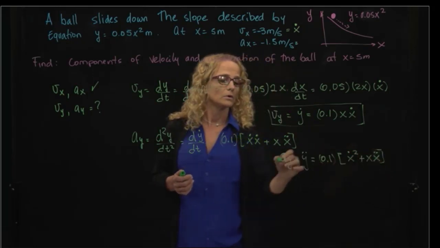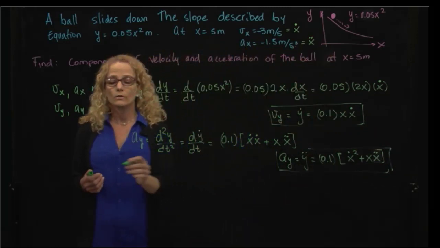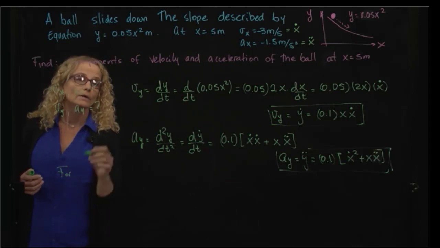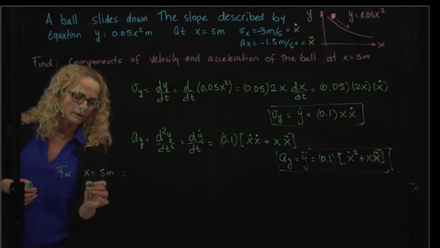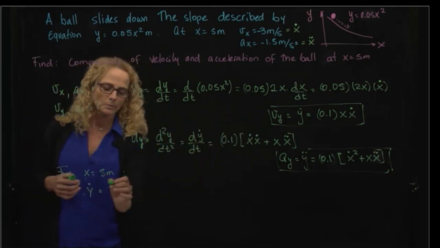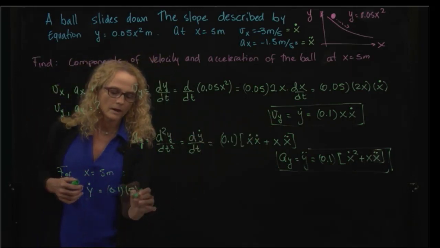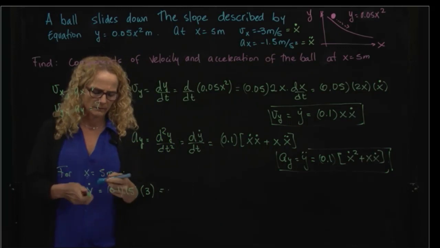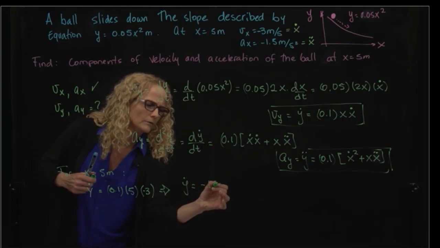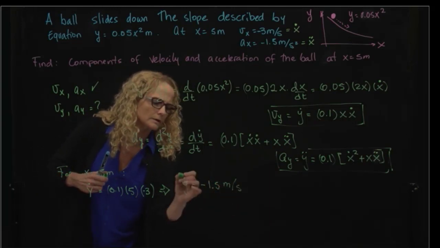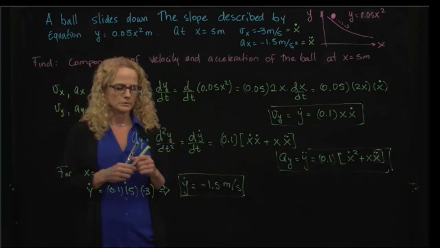And we have all these values. This will be x double dot. So we know for x equals 5 meters, y dot will be that expression times 5 times the velocity, which is -3. That leads us to -1.5 meters per second as the velocity when x equals 5 meters.